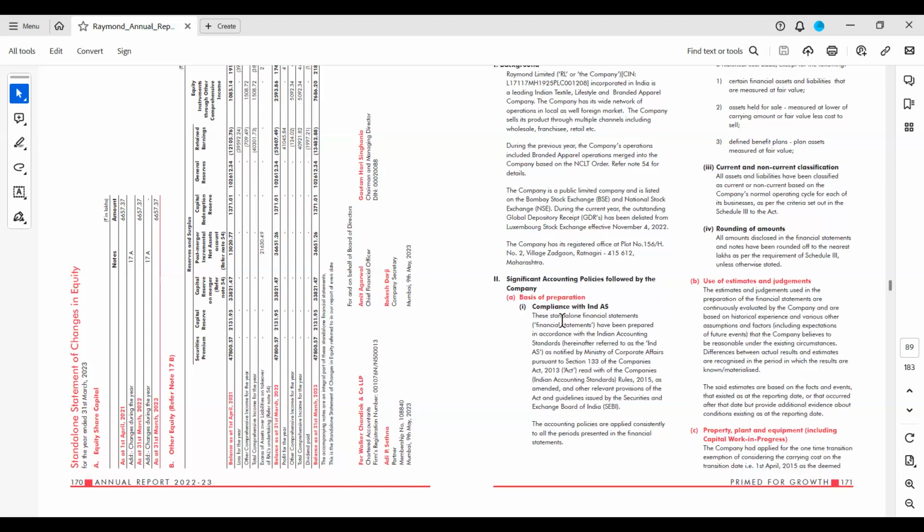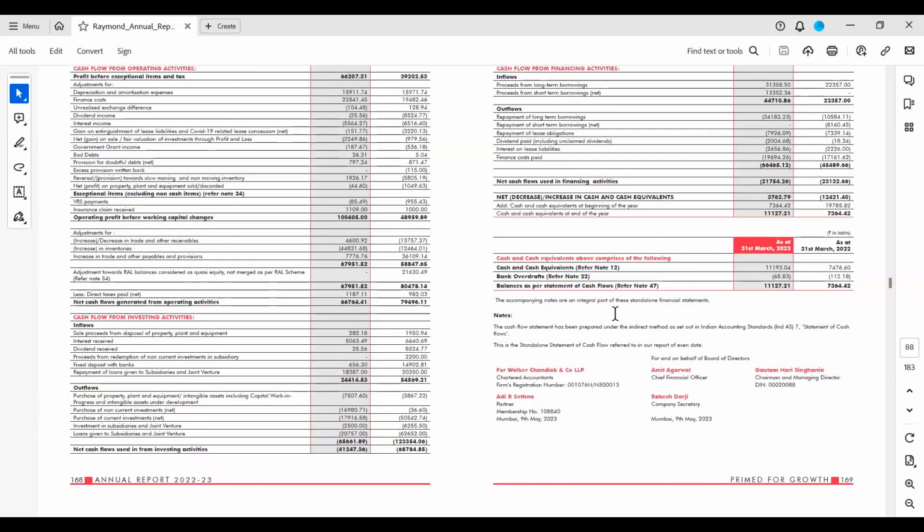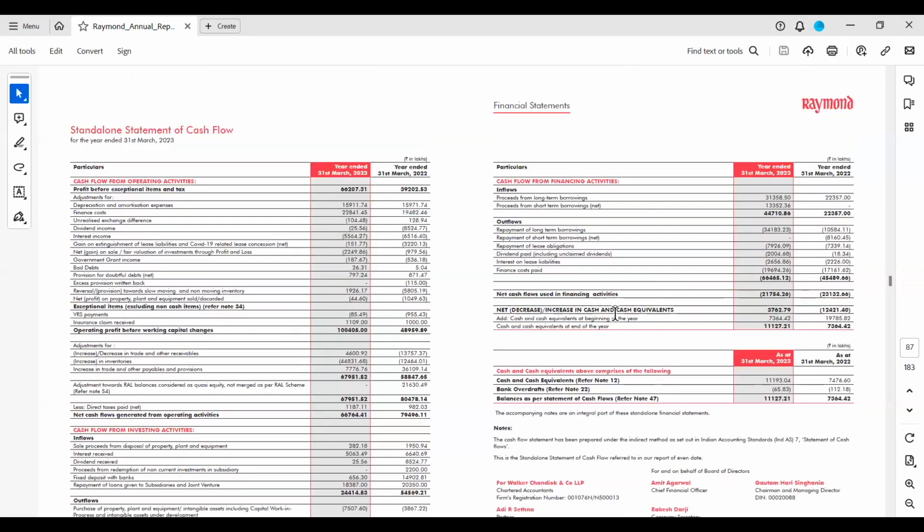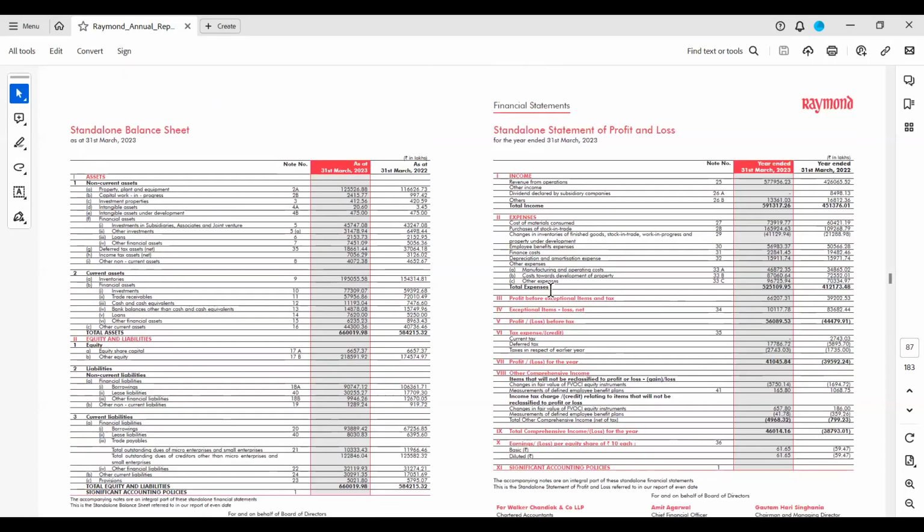Fine. See here, basis of preparation, compliance with Ind AS. Even in Division 1, this basis of preparation will be given. I just wanted to show you that in case of Ind AS, it is very clearly mentioned, and you can see the balance sheet has assets first and then liabilities.